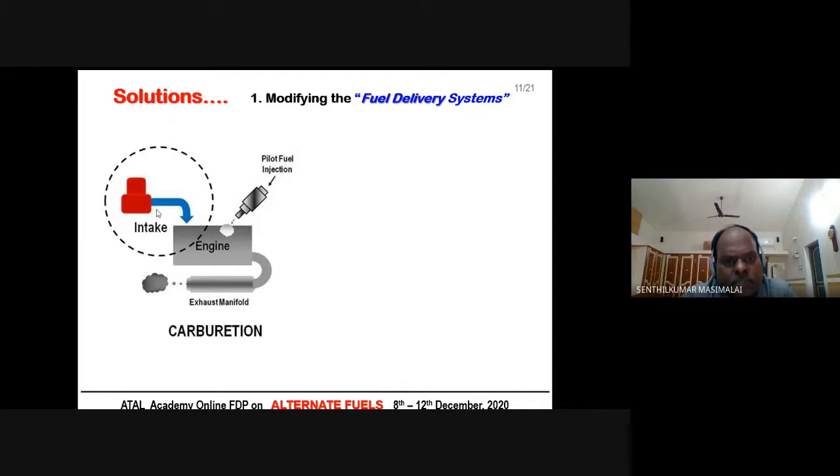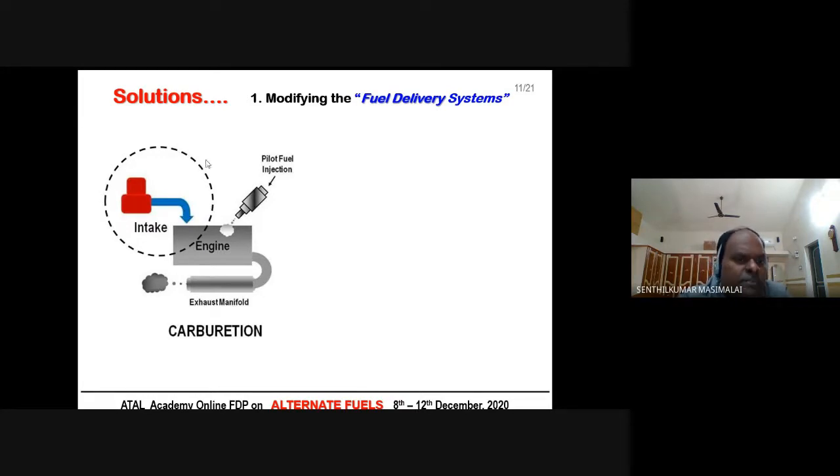But the easy way of supplying hydrogen is just by making a small hole on the intake manifold, or by using a venturi tube, or by using a gas carburetor. You can easily supply hydrogen. So this is the easy way of supplying hydrogen. But there are more possibilities for pre-ignition and backfire to occur.